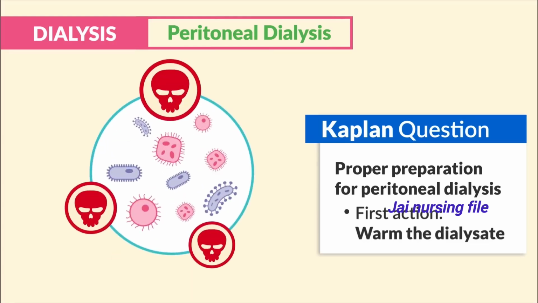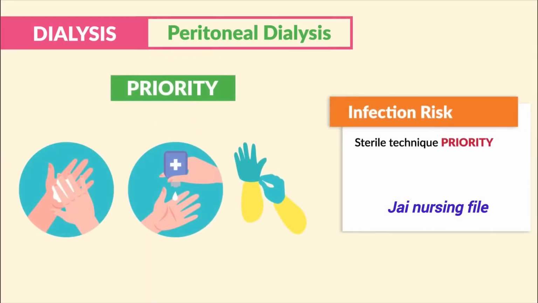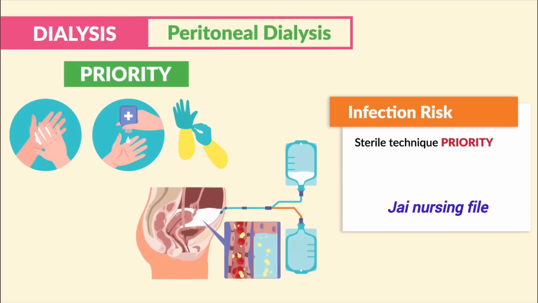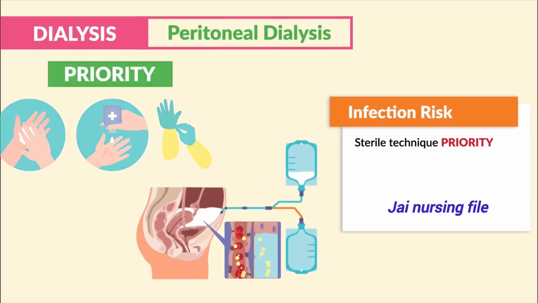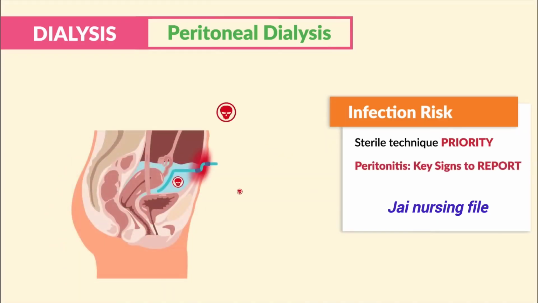Now, the big key point out of this entire lecture is the deadly complication of infection. So write this down. Infection risk. We must use sterile technique as priority when spiking and attaching the bag of dialysate. A small infection can lead to a very deadly infection in the peritoneal cavity. This is known as peritonitis.